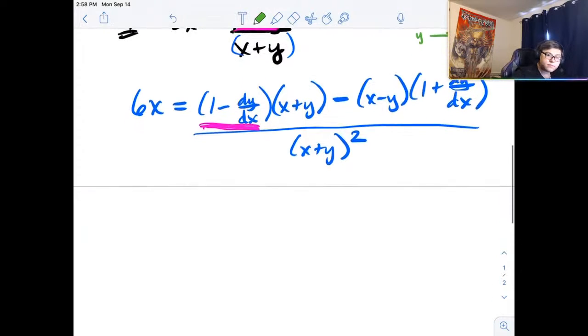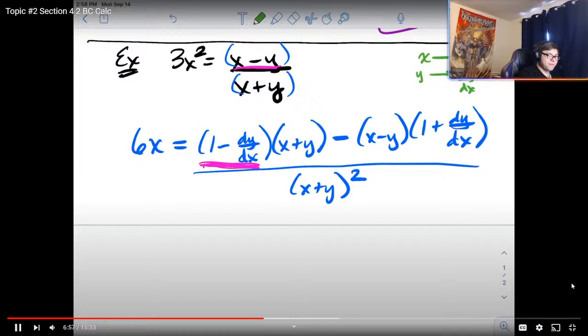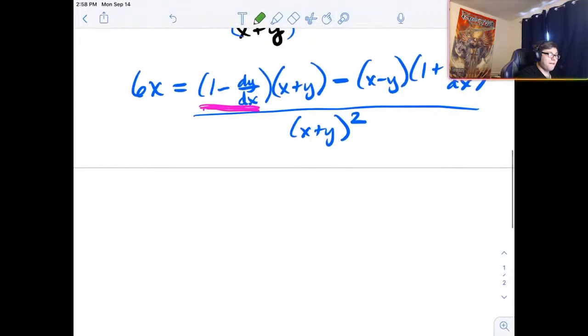Okay, now, how do we go about actually solving this, you guys? Because remember, implicit differentiation questions are not considered done until the dy dx is completely by itself. Oh my lord, we do have a lot of things to do before that's going to happen.